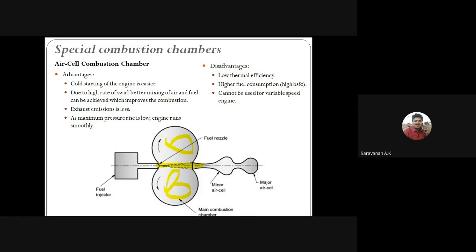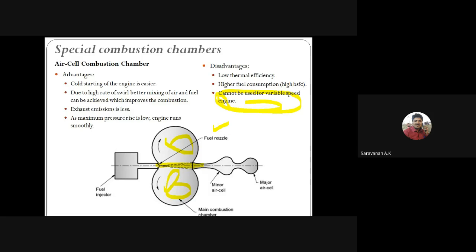So the engine runs in a smoother manner, and we have the disadvantage of low thermal efficiency and high fuel consumption. Why? Because the cylinder wall may get heated, right? So it will not be used for variable speed conditions. We use this type of air cell combustion chamber for constant speed conditions, right?